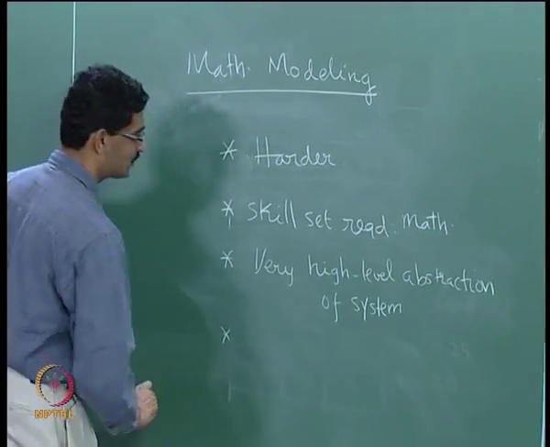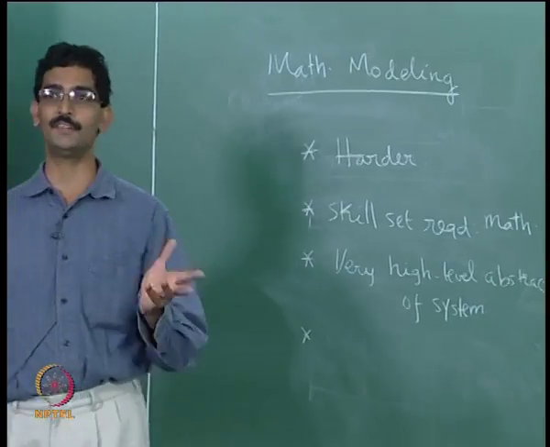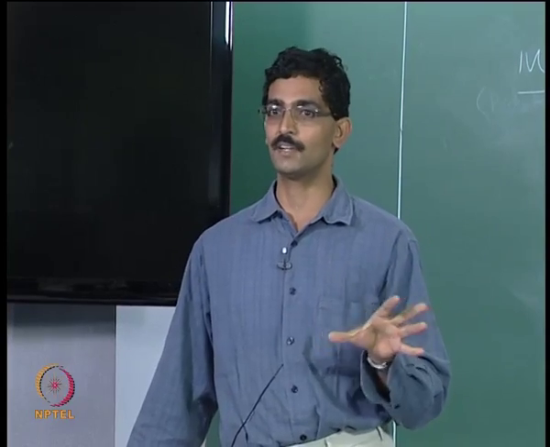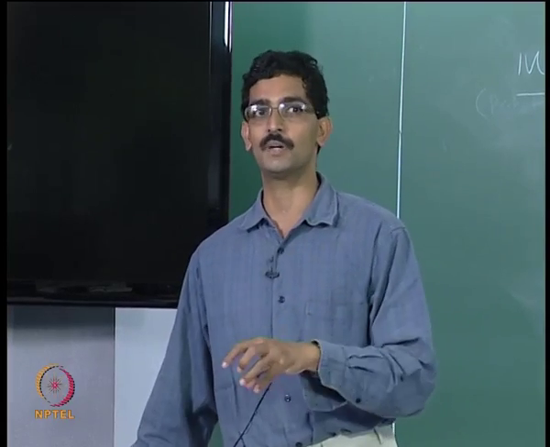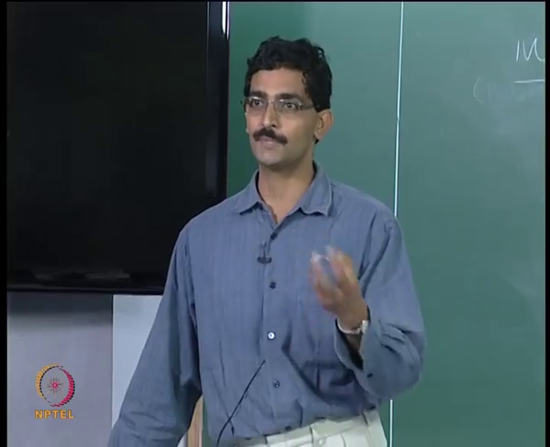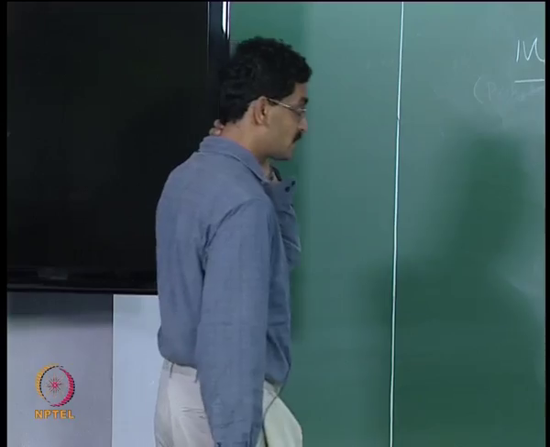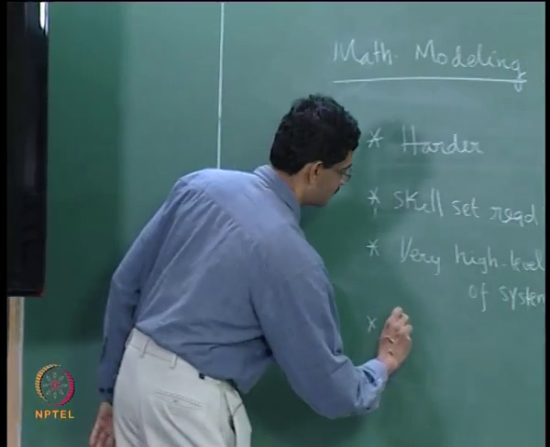So this very high level abstraction is both a positive and a negative. The positive is that it lets you focus on the main characteristics, not on the details, but sometimes details are also important. So you lose the details, which you have to capture with the next level, which is simulation based systems and so on. So this very high level abstraction makes lots of assumptions.